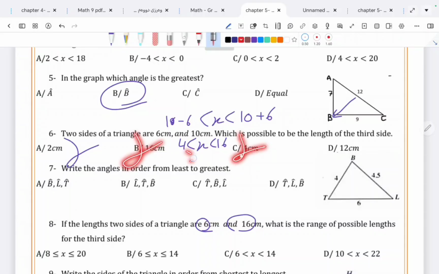4, again same reason. No, because there is no equal sign. 12 is between 4 and 16. Yes, so 12 is the correct answer.